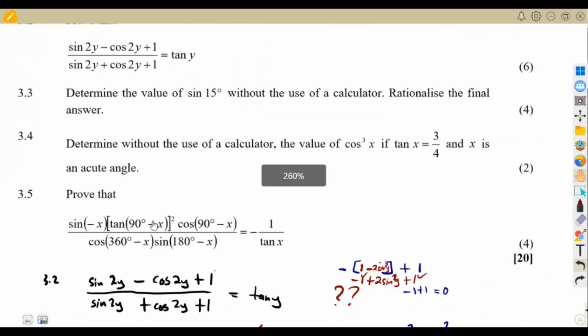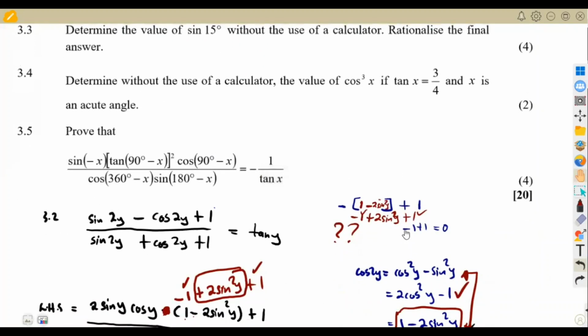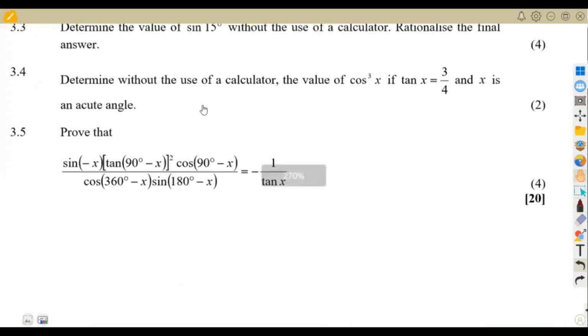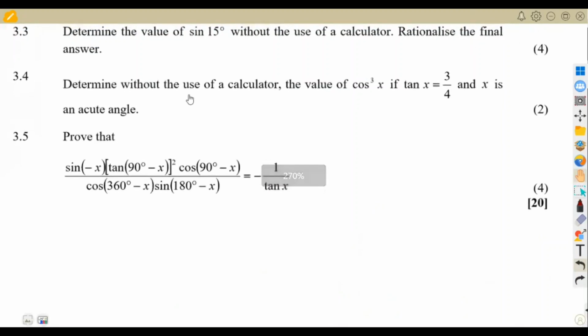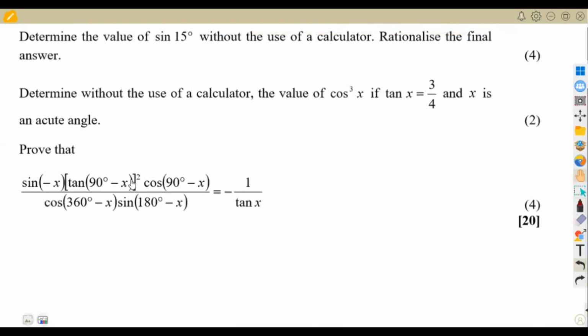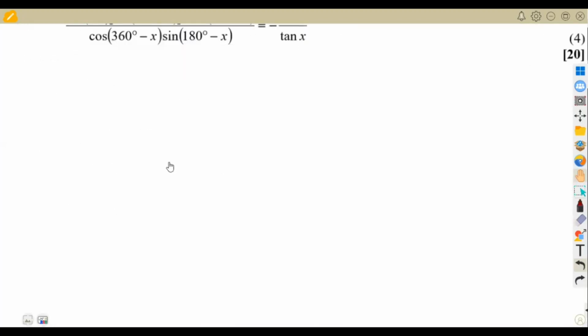All right, let us check question 3.3. Determine the value of sine 15 degrees without the use of a calculator. Rationalize the final answer. That is 4 marks for that. So that's question 3.3. We need the value of sine 15. All right, what is it that we can do?